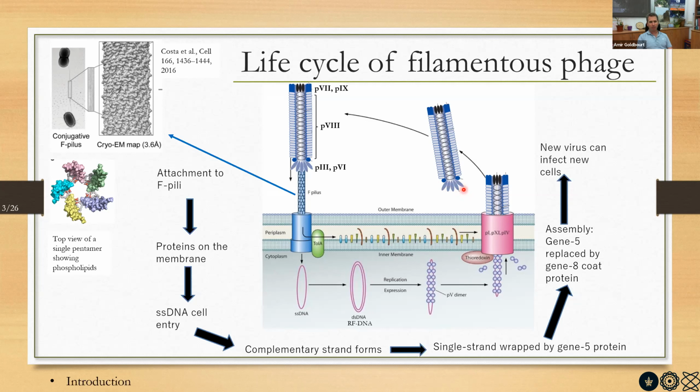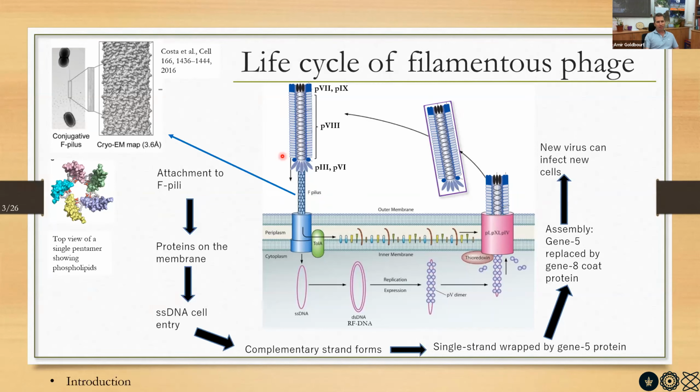This is gene P3, or gene 3 protein, which is required for infection. And you have P7 and P9, which are required for assembly. So in general, this is the life cycle of the filamentous phage, and we're really interested in the different structures that this virus takes in different parts of its life. Our main interest started actually with these intact phages, which I will talk about first.